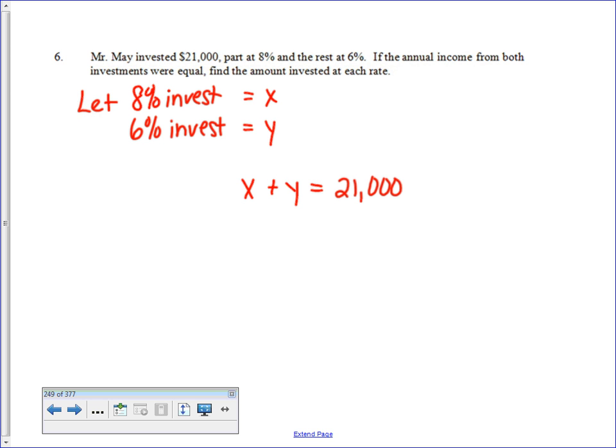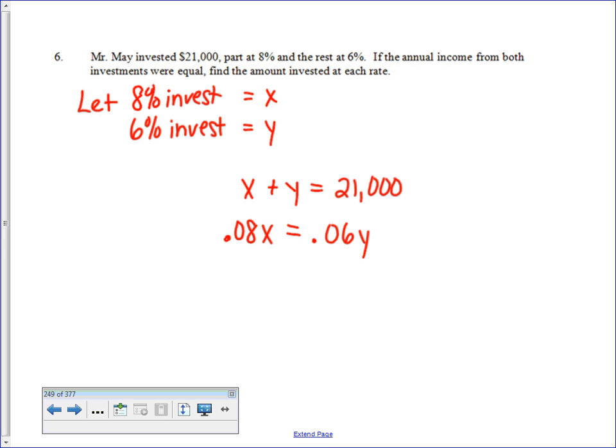So my next piece of information, if the annual income from both investments were equal. So my annual income for the 8% is going to be 0.08 times the amount I invested, and if that is going to equal the 0.06y, this is what I would have for my second equation. So just remember, when I have a percent, I have to convert it into decimal. All right, this is a complicated problem.